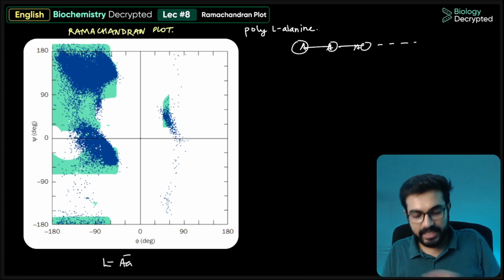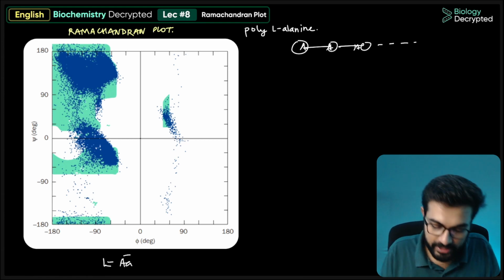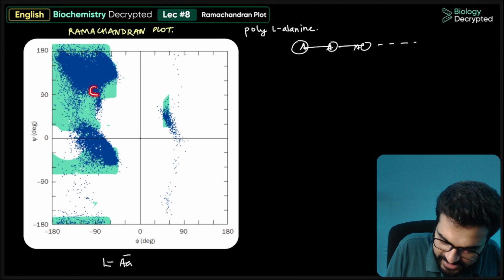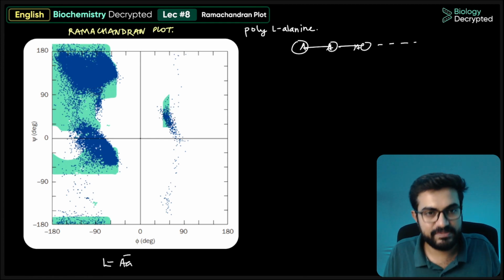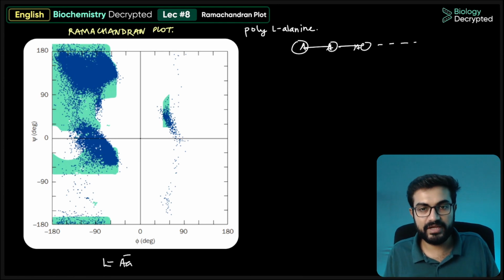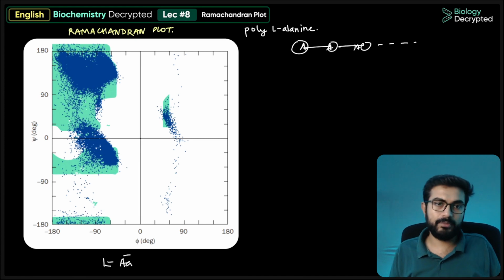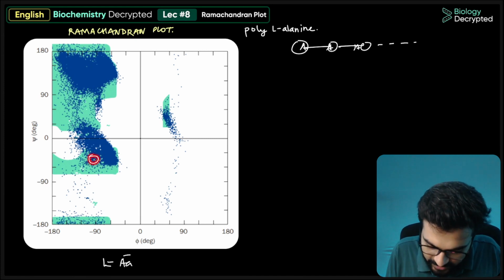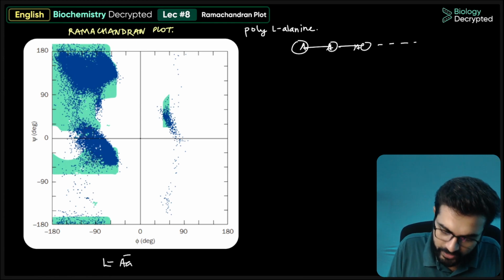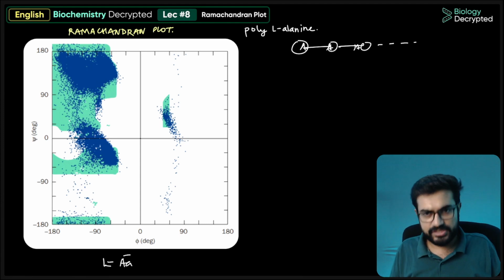Now, if we try to identify what structures can be formed, what structures can be favored by all these different values, what will this region prefer? What will these angles prefer? Because all the combinations of angles are different, and these different combinations will lead to different folding of the backbone, and therefore different secondary structures can form. So every point will somewhere or other contribute to the formation of some different secondary structure.